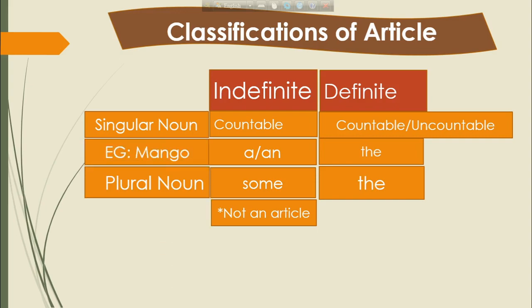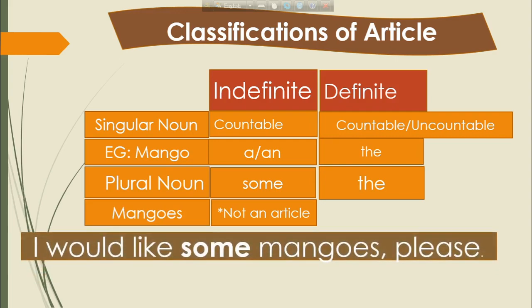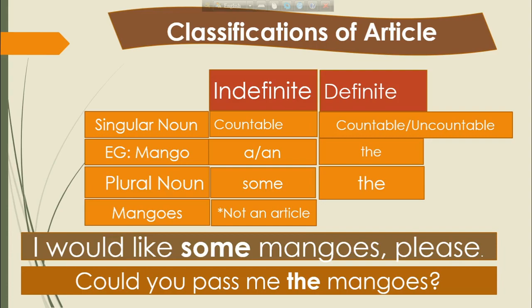Now we can say that singular noun mango, then we can say a mango or the mango. In the case of plural noun, we can say the mangoes or some mangoes. Now we can say that I would like some mangoes, please. Here we are not being specific. But when we are being specific, then we can say that could you pass me the mangoes?